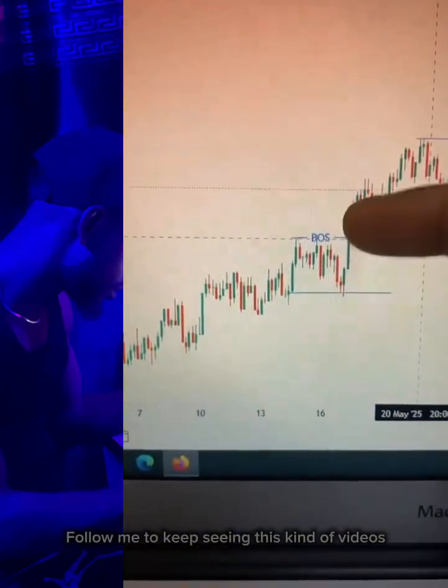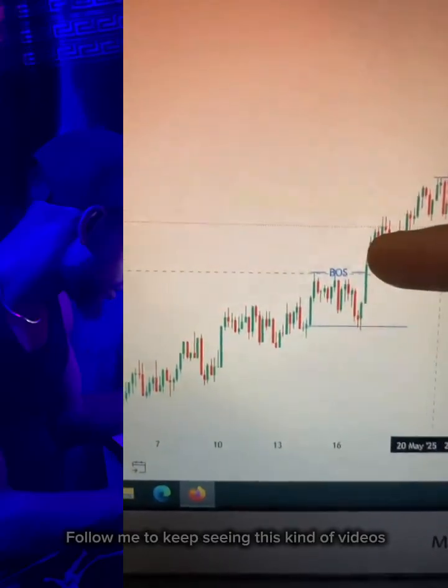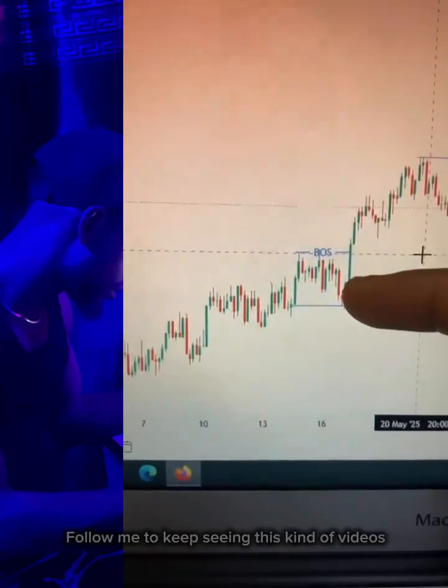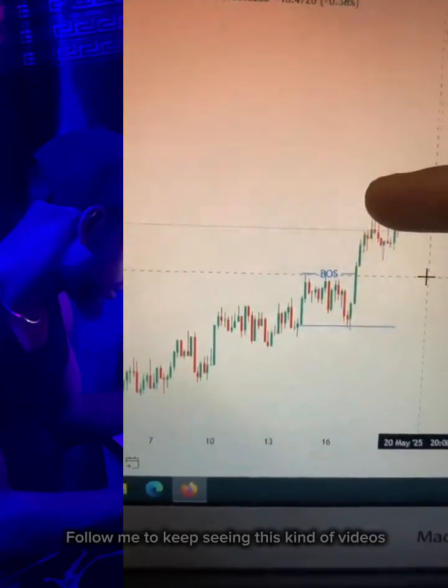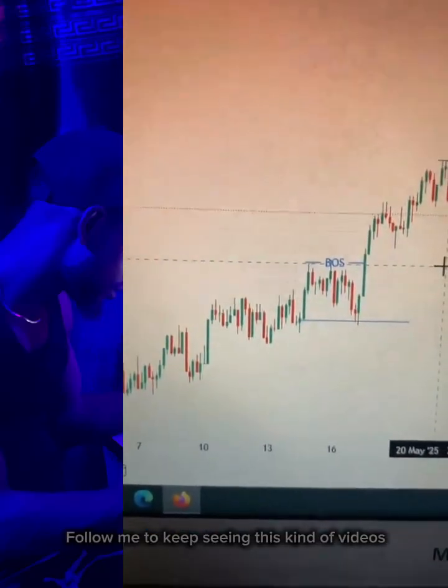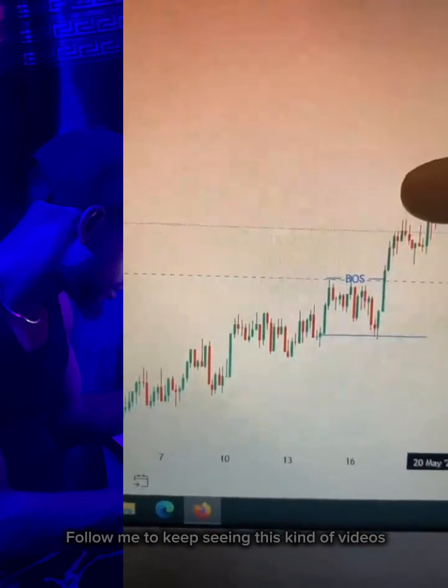Strong momentum move, impulsive move. This one is very important. What do you see here? Price giving us an impulsive move after price swept out liquidity. It gave us what? An impulsive move, a displacement to the upside.